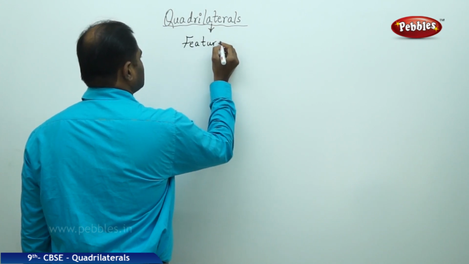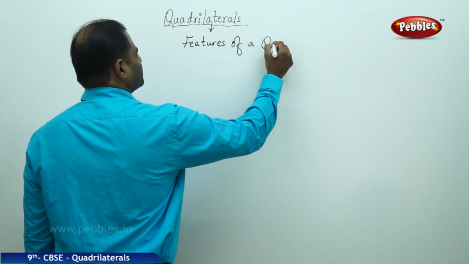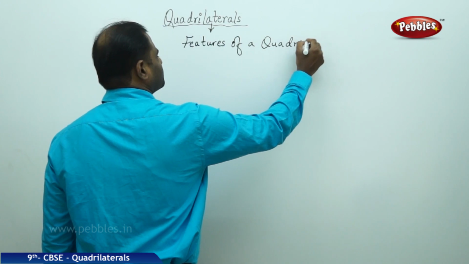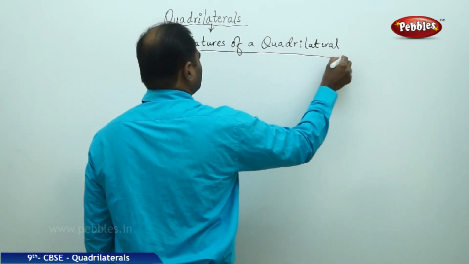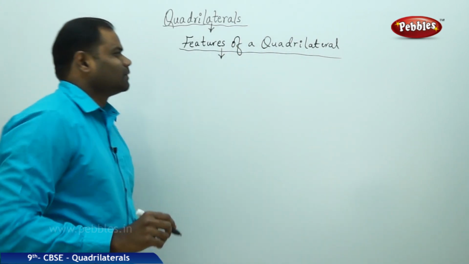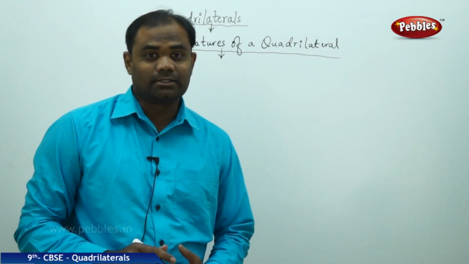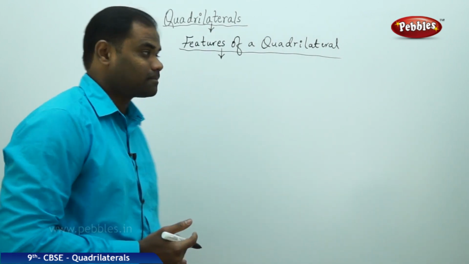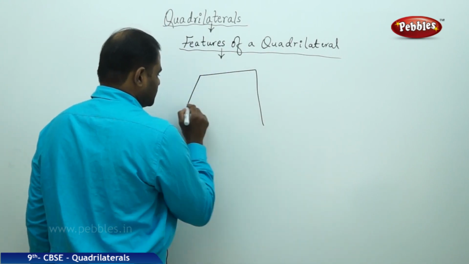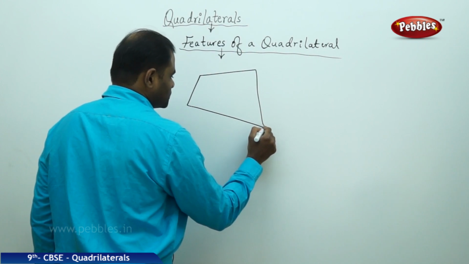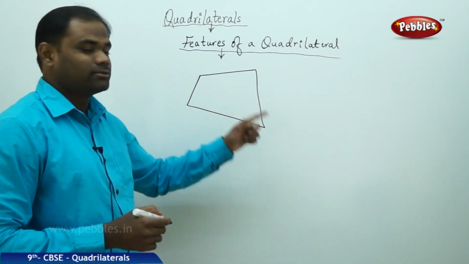Features of a quadrilateral. So what are the features in the quadrilateral? Let's take a quadrilateral and discuss all its features. For example, I have a quadrilateral of four straight lines which form a closed region.